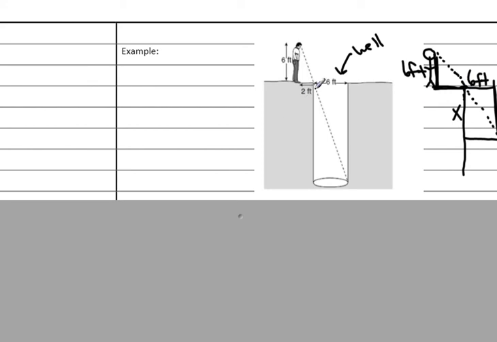So this length right here, which would also be the same as this length here. So if you see the two triangles, one here, alright, so now I'd like for you to pause the video, set up a proportion to solve for x, or the height of the well, or how deep the well is, and see if you get what I get.